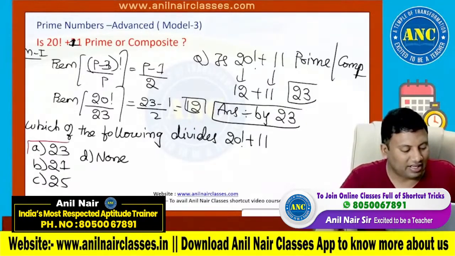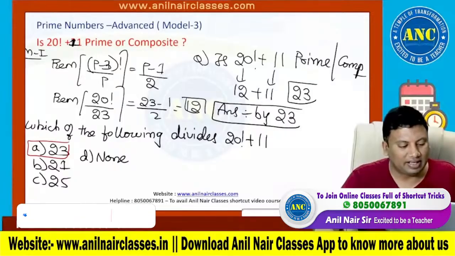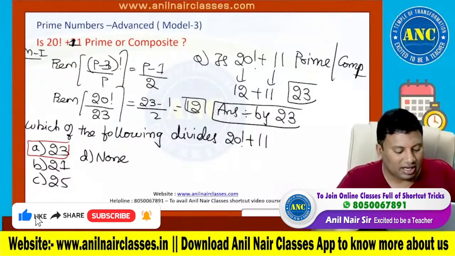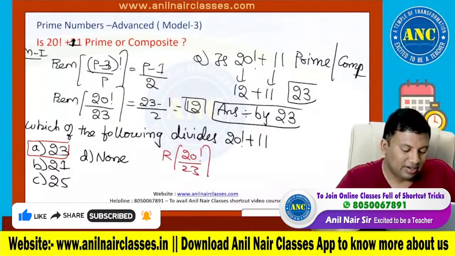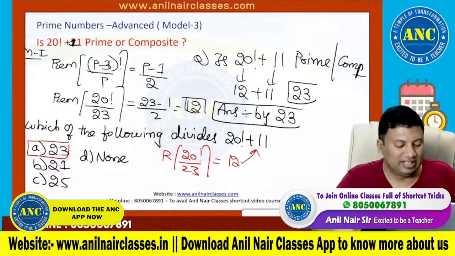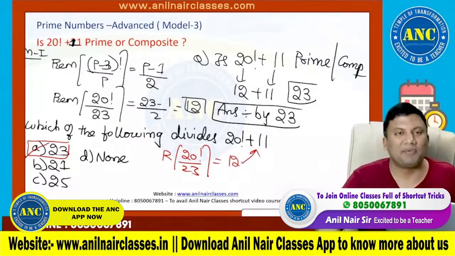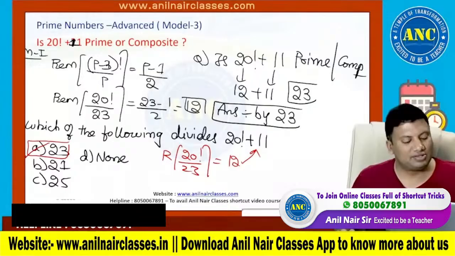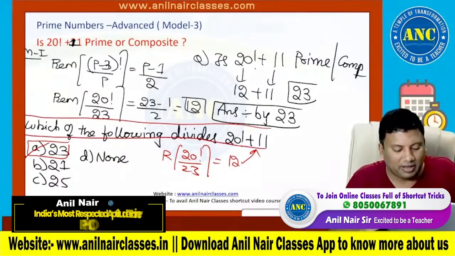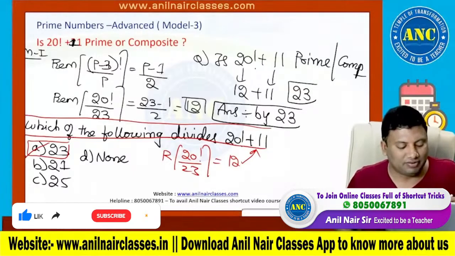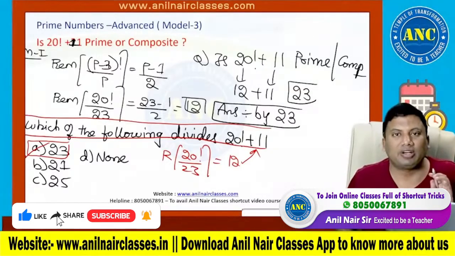What will I do? I will get 20 factorial divided by 23, which is 12. 12 plus 11 is 23. So 23 is perfectly divisible. This is the best way of asking the question. Otherwise, the question will become a cakewalk for you. Which of the following divides 20 factorial plus 1?